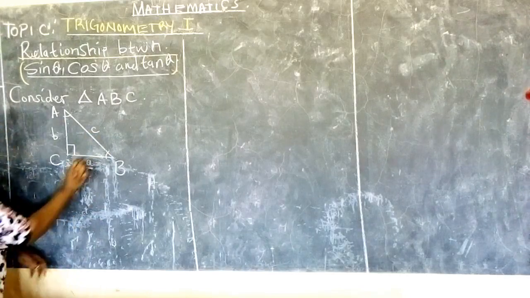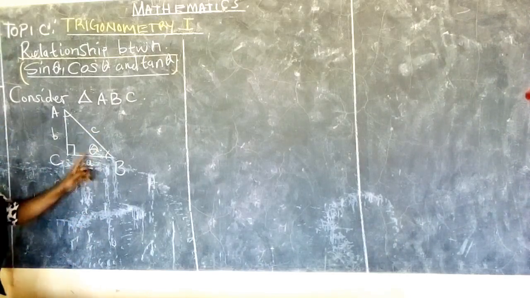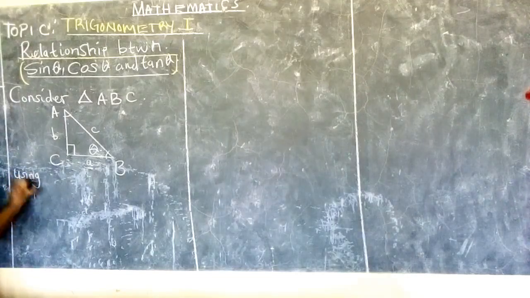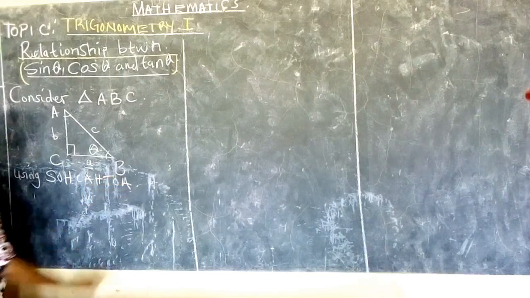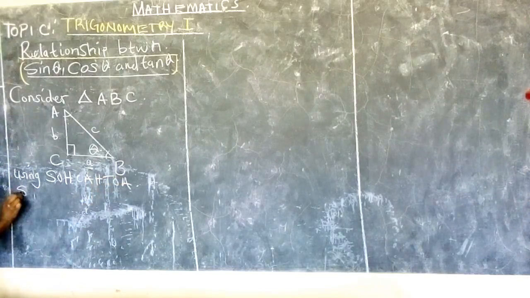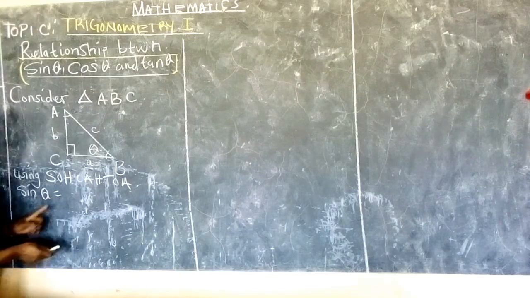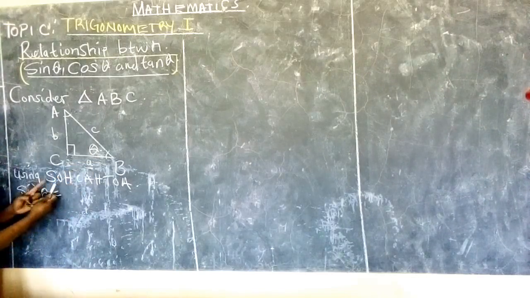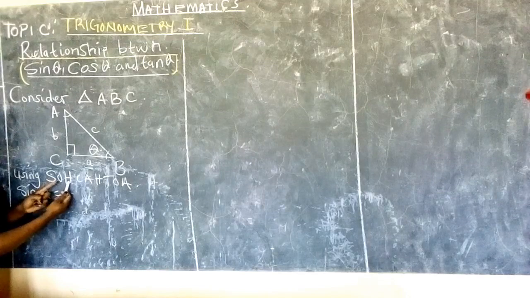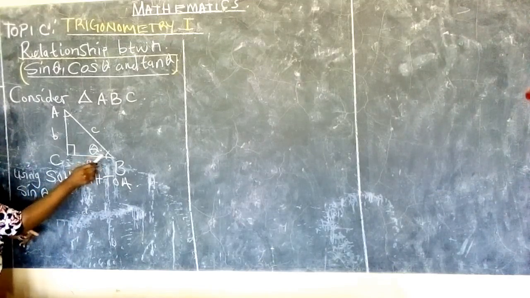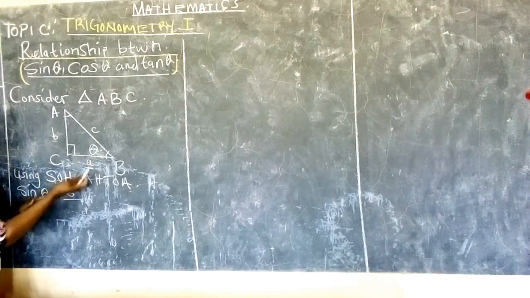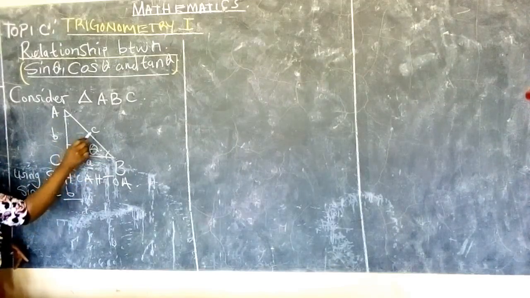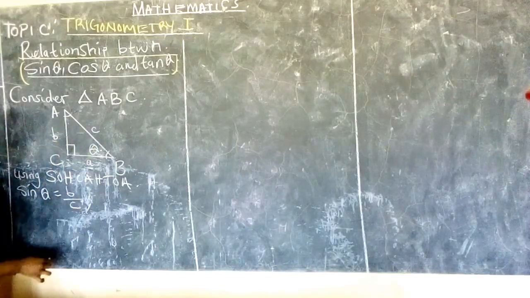Now, I want us to consider angle theta. Using SOHCAHTOA, sine theta, we are considering this angle now, is opposite over hypotenuse. Which side is opposite angle theta? Of course, it is side B, so we write B over there. Hypotenuse is the longest side of any right-angled triangle, and that one is C.